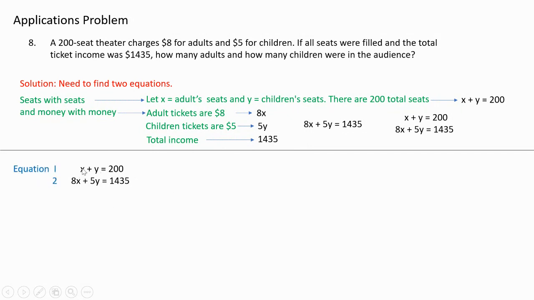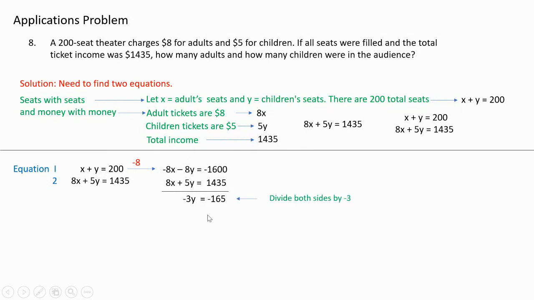So I'm going to get rid of the x's. This one, I'm going to multiply by -8. Why? Because -8 times x will give me -8x, and when I add it to 8x, it'll be 0x. So -8 times x is -8x, -8 times y is -8y, and -8 times 200 gives me -1600. Equation 2, we just bring over. Now we add them, so the x's are eliminated and we're left with -3y equals -165.